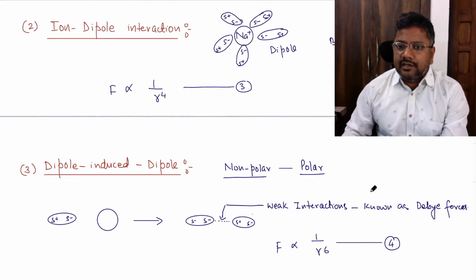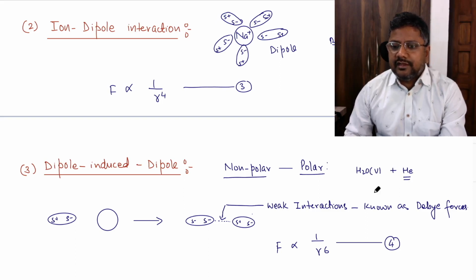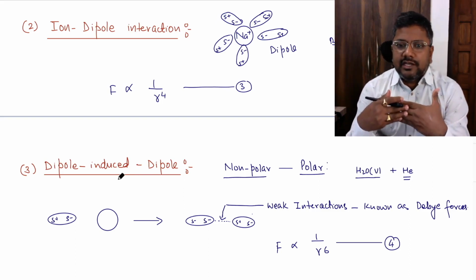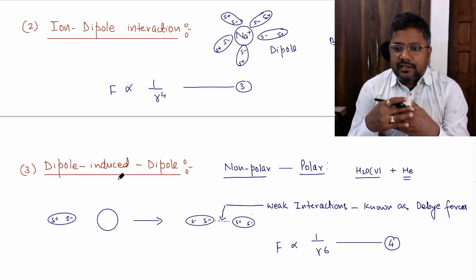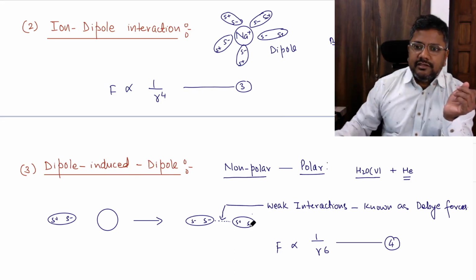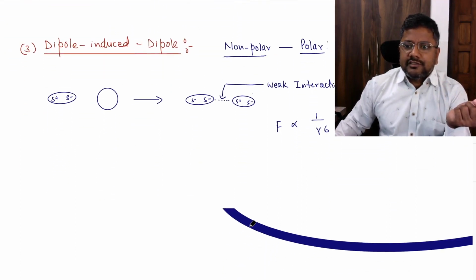For example, if you take water vapors, H2O vapors plus helium. Helium is non-polar, perfectly non-polar, and water vapor is polar. So in this case, you will get dipole induced dipole interaction, and your force will vary with r to the power 6, means very weak forces, right? So this is dipole induced dipole interaction.